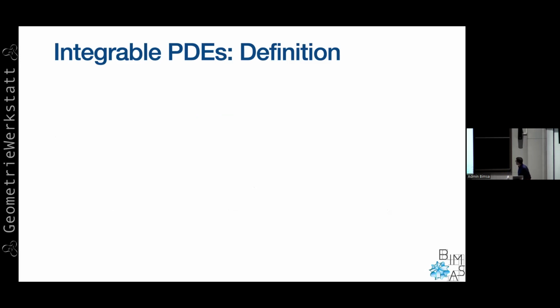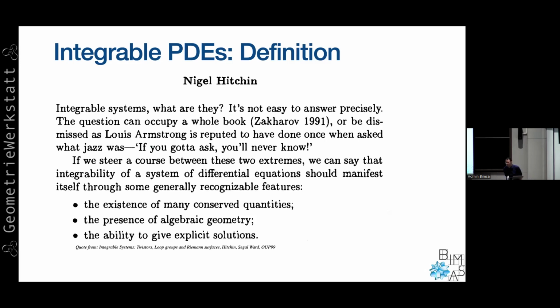And what are these integrable system methods, or what are these integrable PDEs? Maybe let's start with the most general definition, but maybe not. Let me just quote Nigel Hitchin, who himself is citing Louis Armstrong, answering the question about what jazz is about: if you're going to ask, you will never know. So we don't care here for the definition of what an integrable system is, but we just want to focus on some of its features in this talk.